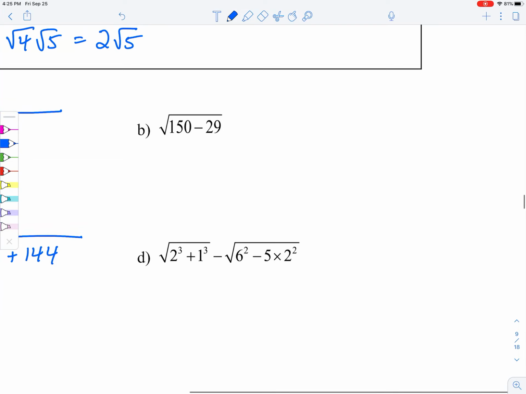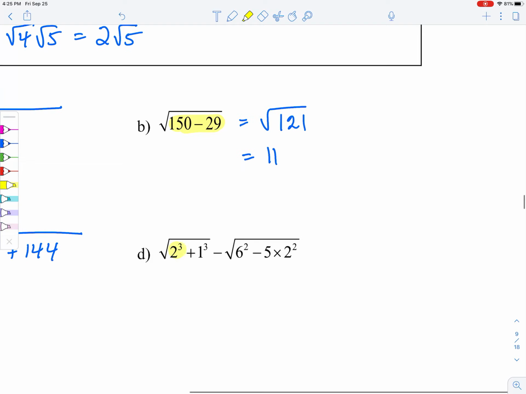Question B. This time we have to subtract. So we're dealing with all the guts together. Subtract them first. So 150 subtract 29 is going to be 121. Again, a nice perfect square. So our answer is 11.